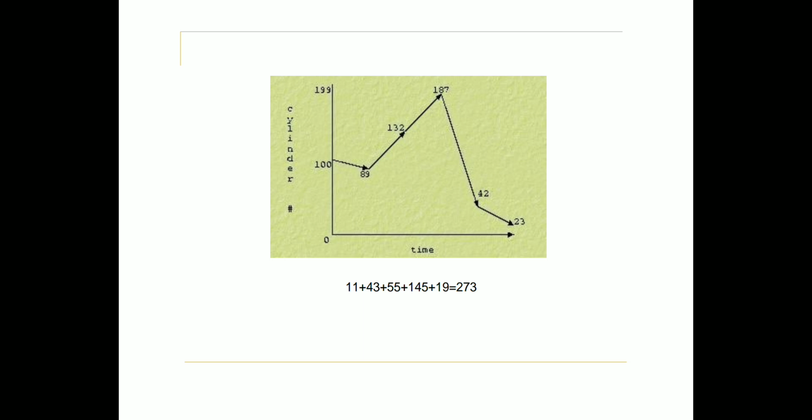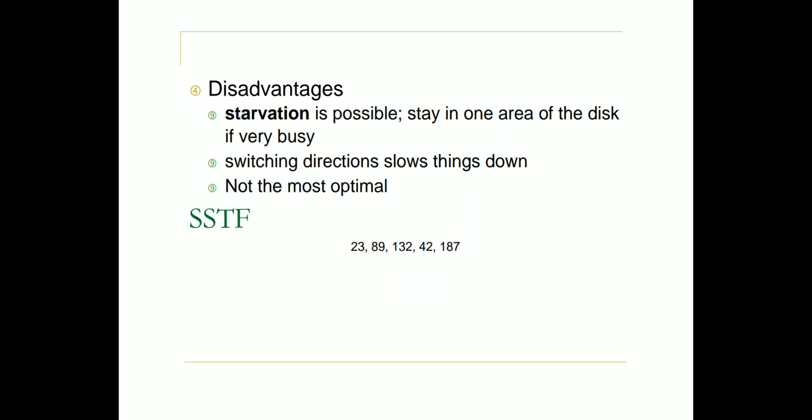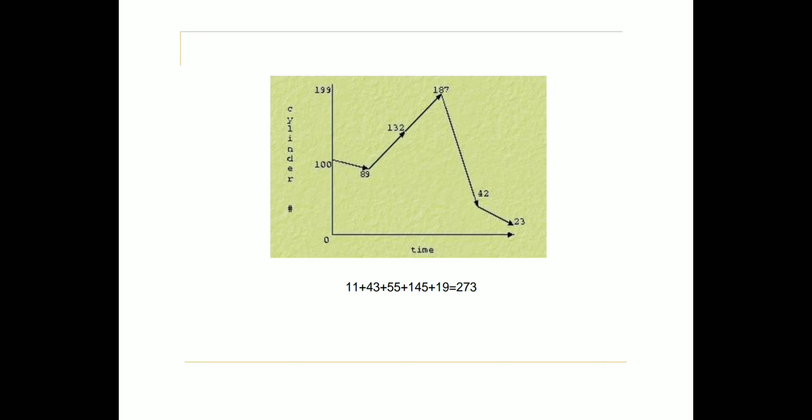Because from the available requests, 89 and 132, 89 is the shortest head movement from 100. That's why 89 will be served first, then 132, then 187, then 42, then 23.